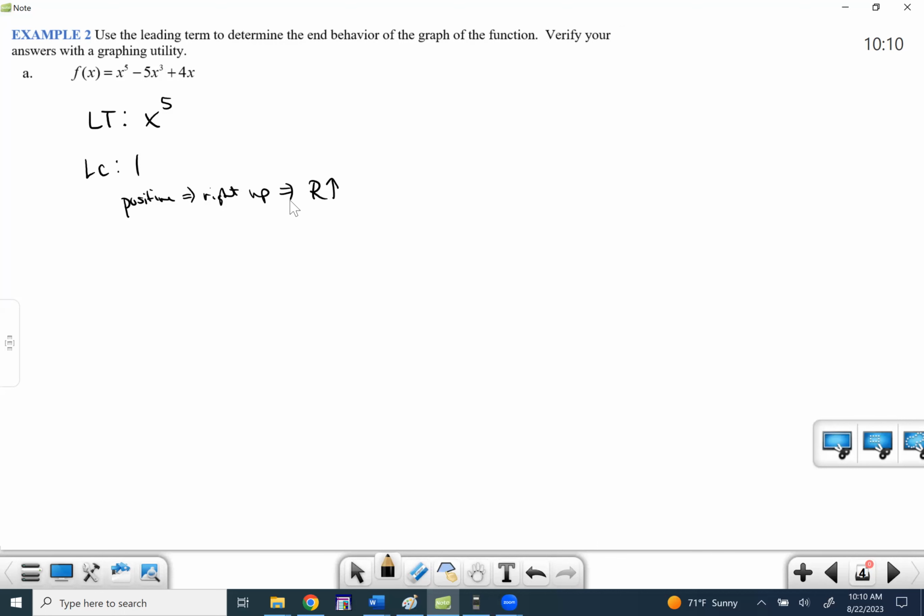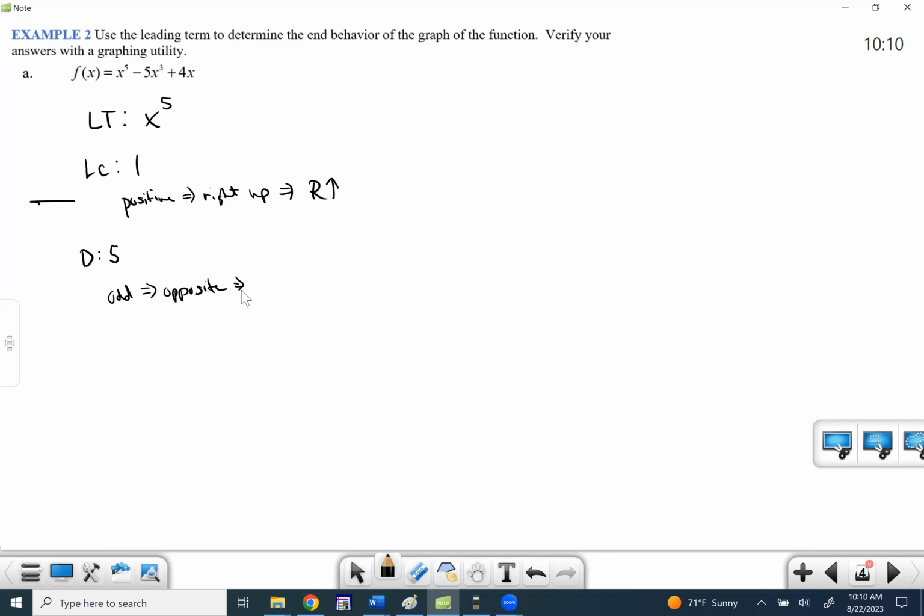All right, now the degree. The degree would be 5 since that's the exponent. Now, we don't care if it's positive or negative, because remember, degrees will never be negative. We said they have to be whole numbers. So what we care about here is the odd or the even. Since it's an odd number, that implies the opposite.